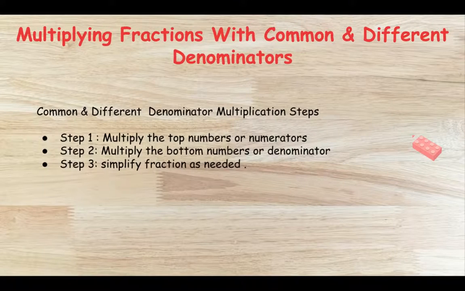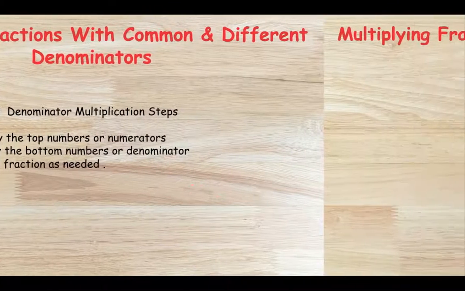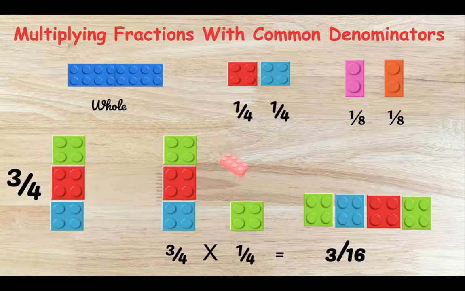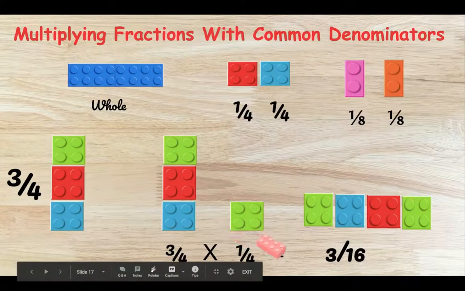Multiplying fractions with common and different denominators. You multiply the top numbers or numerators, multiply the bottom numbers or denominators, and simplify the fraction as needed. So let's have a look at multiplying fractions using Legos. So here, 3/4 into 1/4 is equal to 3/16 part, because 4 into 4 is 16 and 3 into 1 is 3.